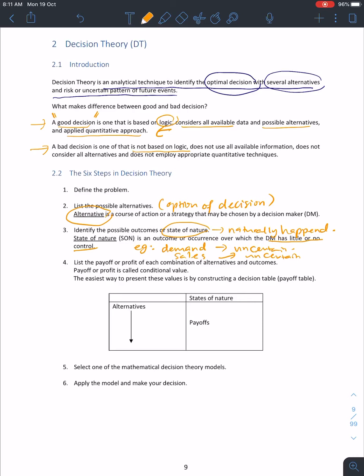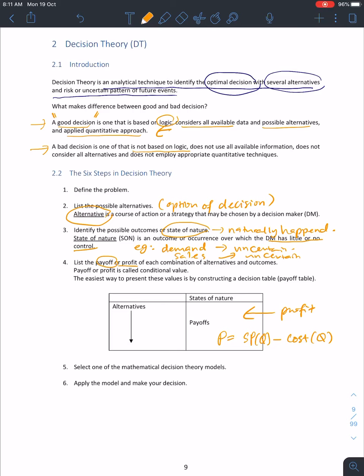Okay, and then number 4, list the payoff or profit of each combination of alternative and outcome. Payoff or profit is called a conditional value. So kat sini dia mention payoff ni adalah profit value. So kita kena ingat dalam ni adalah nilai profit. Okay, paling mudah equation untuk profit: profit equals selling price times quantity minus cost times quantity untuk dapatkan nilai profit.